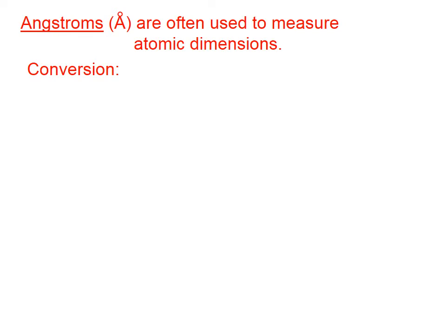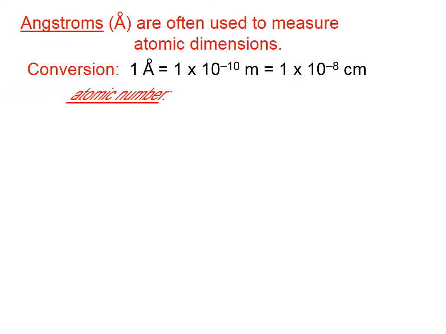Angstroms, which is abbreviated with a capital A with a little oval or circle on top, are often used to measure atomic dimensions. An angstrom is 1 times 10 to the negative 10th meters, or 1 times 10 to the negative 8th centimeters. An angstrom is not an official SI unit, but it's still used sometimes, so it wouldn't hurt to know that conversion between angstroms and meters.